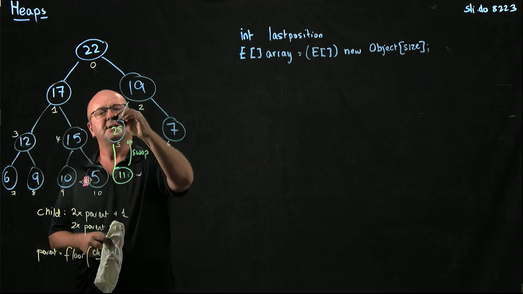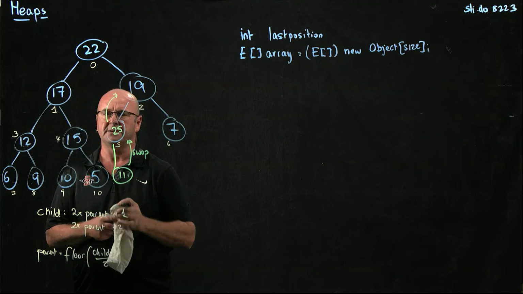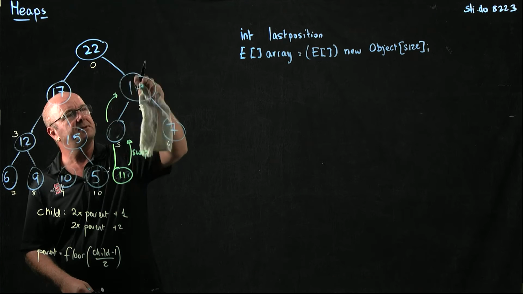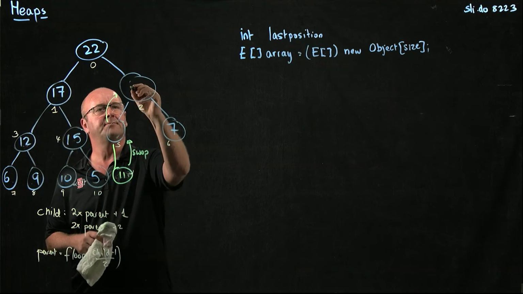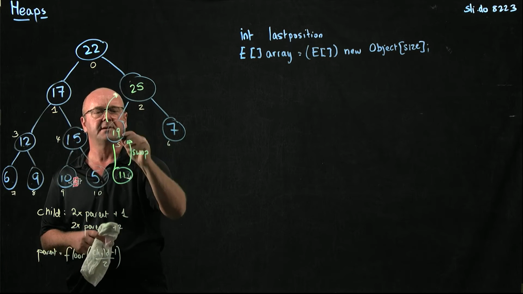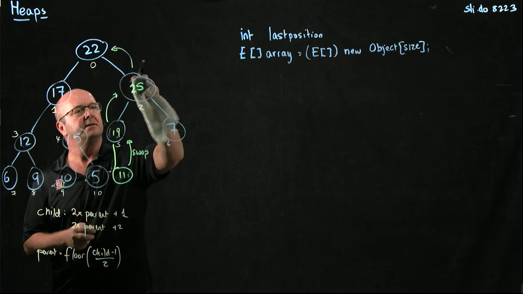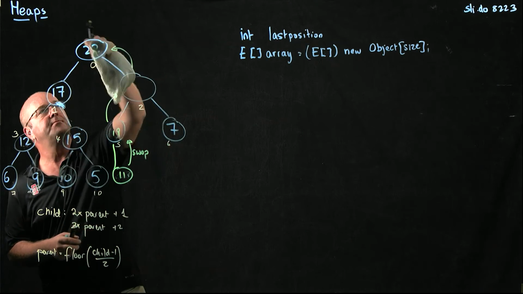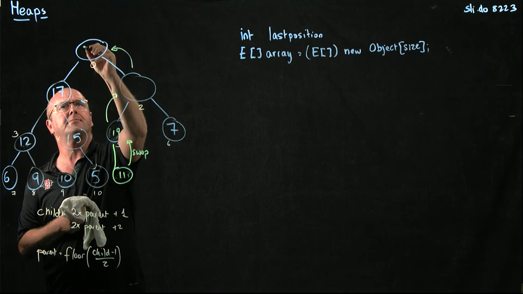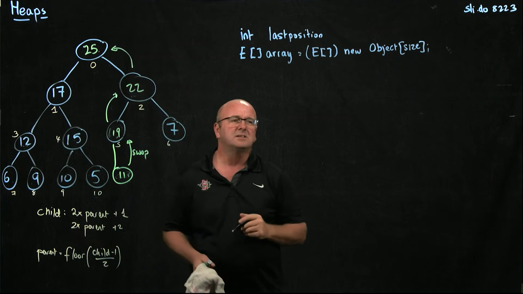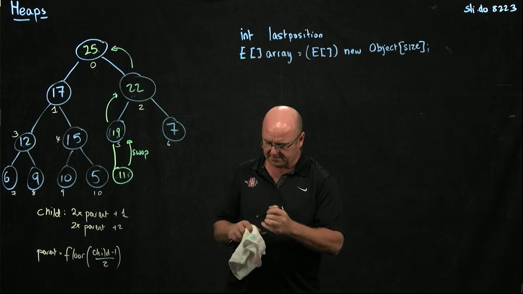And now we say, is the 25 bigger than its parent? If the 25 is bigger than its parent, we swap them. Okay? So this is our TrickleUp maneuver.